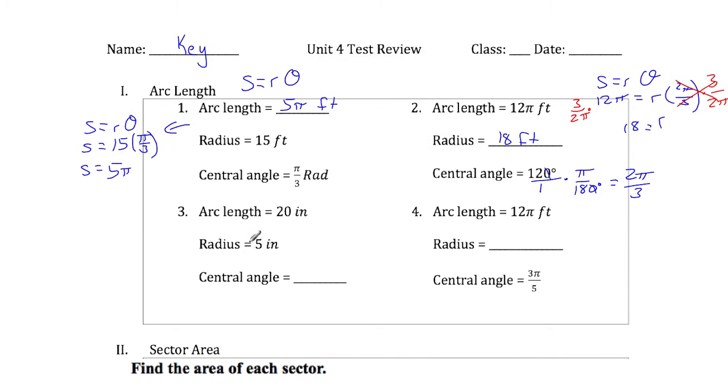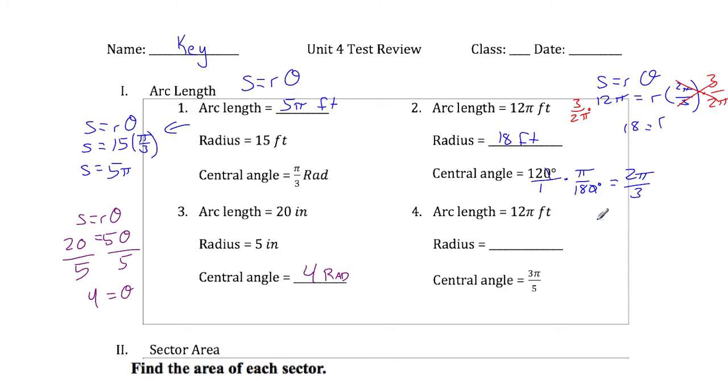Let's go to purple and do this one. Again, another one, S equals R times theta. Arc length is 20, radius is 5, and we want to find theta. Quite simply, we divide both sides by 5, and we get 4 is equal to theta. It's already radians. Don't put a degree symbol because it's not degrees. It's just 4 radians. For extra security, I could put rad for radians, but I don't need to.